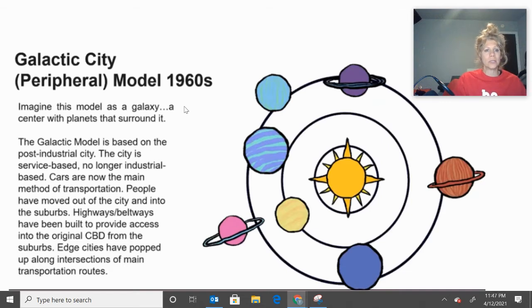And we're going to have definitely cars in this model as being our main method of transportation. So people have really started to move out of the cities with this and move into the suburbs. You're also going to see a representation of highways and beltways being built on this that provide access to the original central business district. And in this one, you're going to see a lot of edge cities.